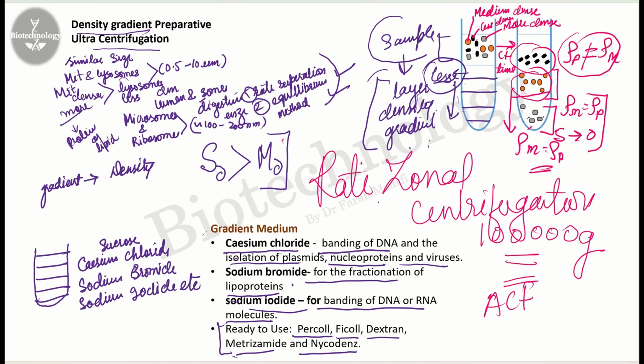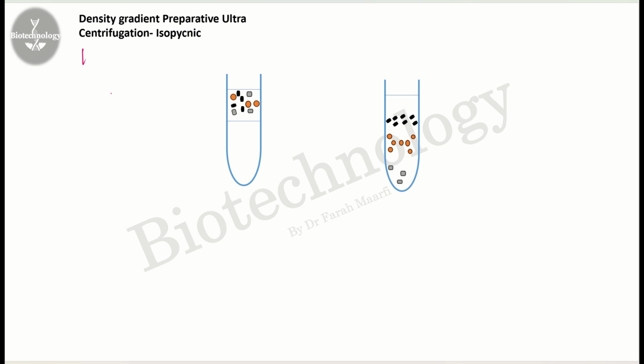But it depends on the time, and if due to any reason time increases, you cannot obtain the required particle of interest. So to avoid this limitation, we perform isopycnic centrifugation. Isopycnic density gradient preparative ultracentrifugation. Again, the speed will be 1 lakh G, that is, the applied centrifugal force will be 1 lakh G. Right? But here the only important parameter is density. Density of the particle is the only factor that plays a role here. Right? Let's understand how.